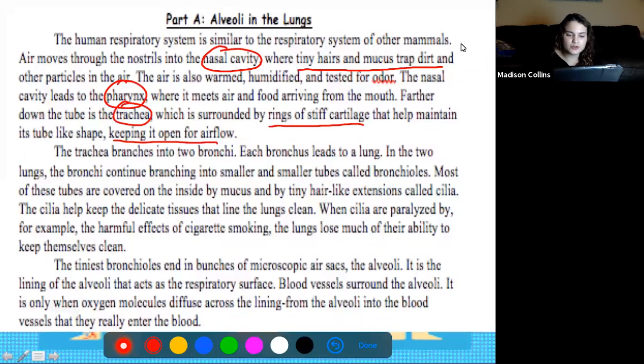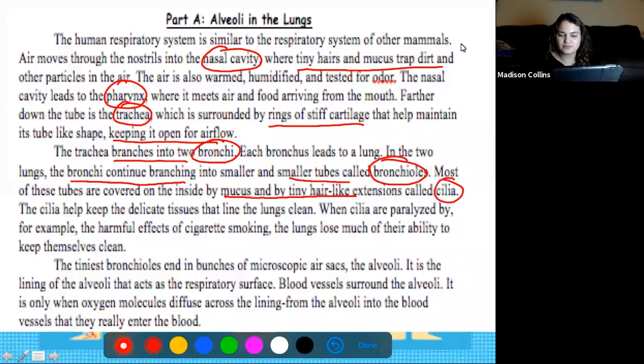The trachea branches into 2 bronchi. Each bronchus leads to a lung. In the 2 lungs, the bronchi continue branching into smaller and smaller tubes called bronchioles. Most of these tubes are covered on the inside by mucus and tiny hair-like extensions called cilia. The cilia help keep the delicate tissues that line the lungs clean. When cilia are paralyzed by, for example, the harmful effects of cigarette smoking, oh, I've gotten behind on my highlighting, hold on. The lungs lose much of their ability to keep themselves clean.